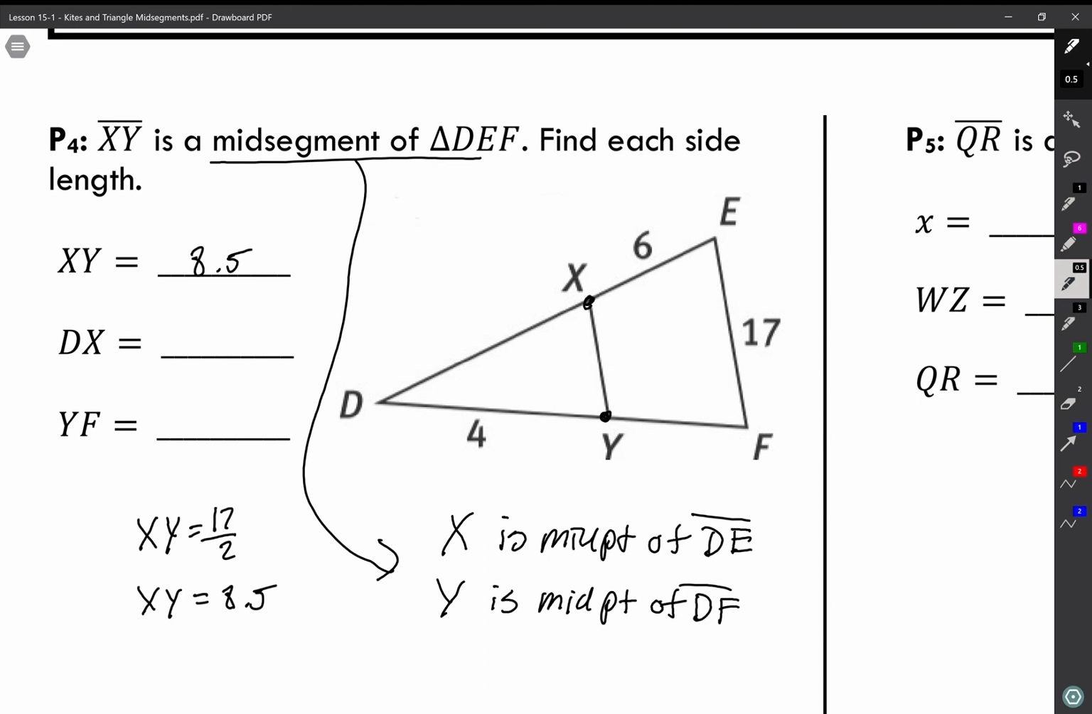All right, DX. This is where we use the fact that X is a midpoint of DE. It does not look like it. The figure is not drawn to scale, and I think that's on purpose. It doesn't want you to assume anything from the picture. It wants you to use the fact that X is the midpoint. So I know it's exactly in the middle of D and E, so the segments on either side are the same length. If XE is 6, then DX is also 6. Similarly for point Y, if DY is 4, YF has to be 4. That's number 4.